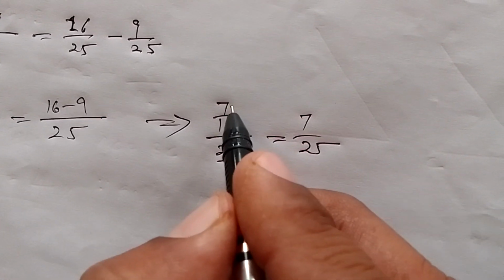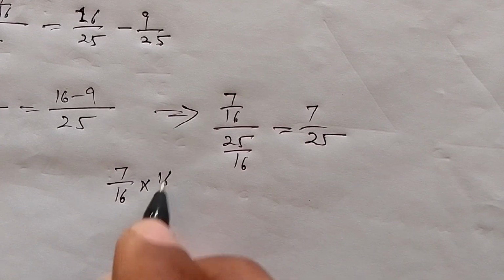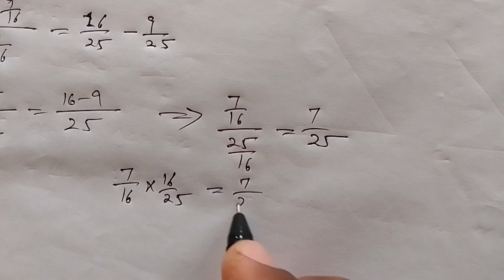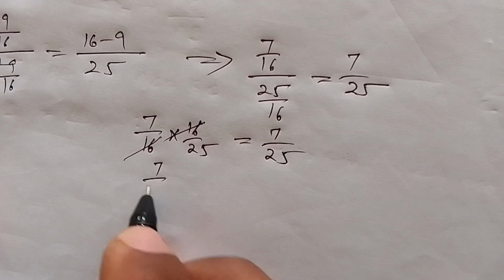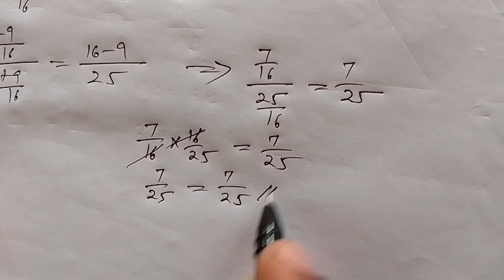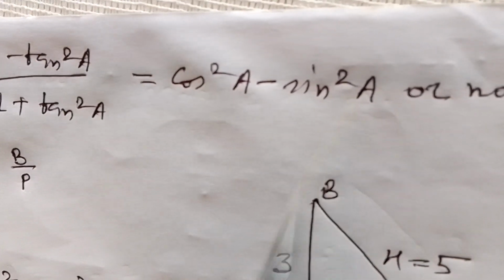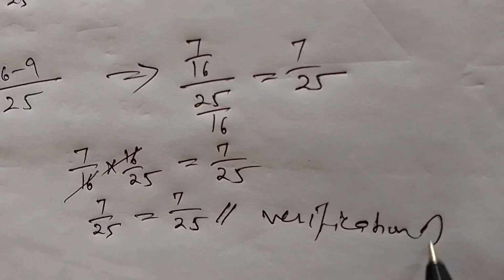Now this is left hand side, this is right hand side. 7 by 16 multiplied by 16 by 25 is equal to 7 by 25. On the left hand side, cancelling 16 with 16, it will become 7 by 25. The right side is 7 by 25. So the solution is verified, means (1 minus tan square A) or (1 plus tan square A) is equal to cos square A minus sin square A. That is the verification of the question. So this is the answer.